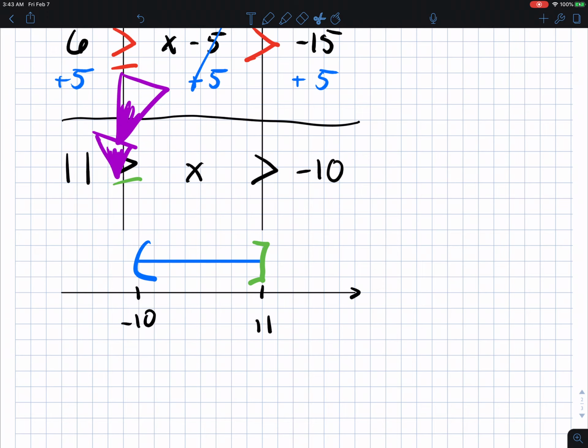Because of this green bar here, that's why we did a square bracket. The square bracket means not only do we get really, really close to 11, but we also can include 11. Okay, so that bar means it can be equal to.